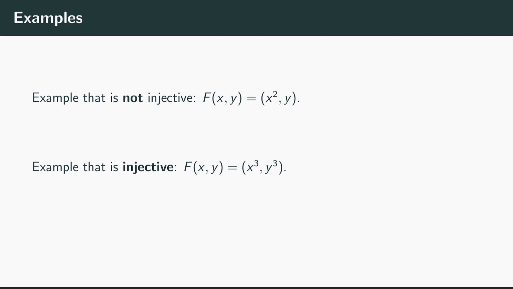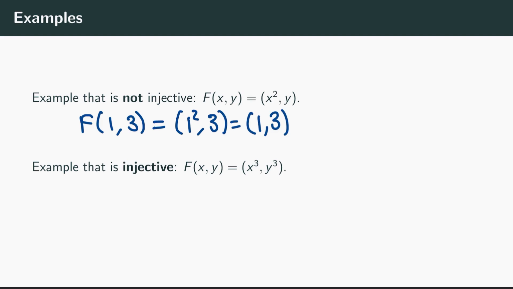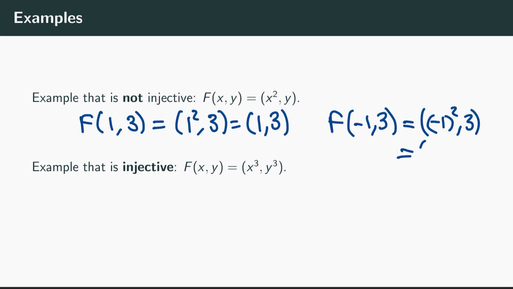So here I'm going to notice that f of, let's say, (1, 3), that's 1 squared, 3, that's just (1, 3). And then meanwhile, f of (-1, 3) gives me (-1) squared, 3, so that's that same point. Right, so two different inputs give me the same output, therefore it's not injective.